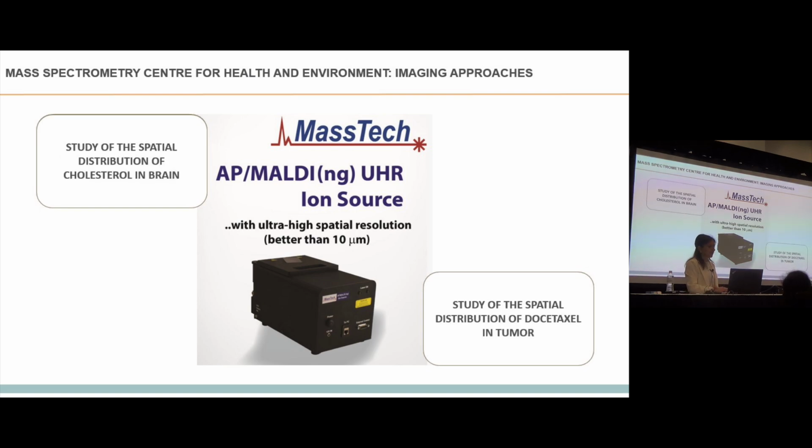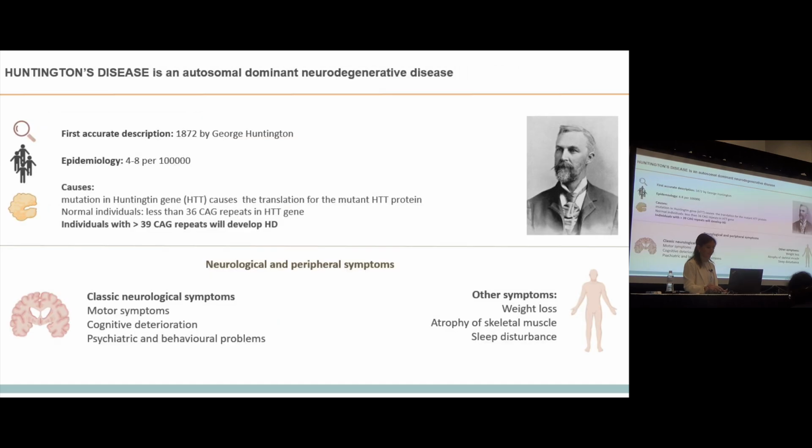In the first case, we will show the study of the spatial distribution of cholesterol in brain from R6/2 mice, that is a mouse model of Huntington's disease. And in the second study, I will show you how we can use the MALDI mass spec application to study the spatial distribution of docetaxel in tumor. But let's move step by step. Brief introduction about Huntington's disease.